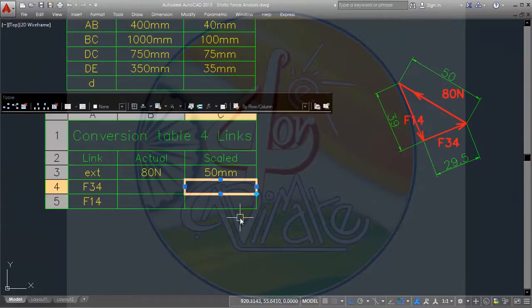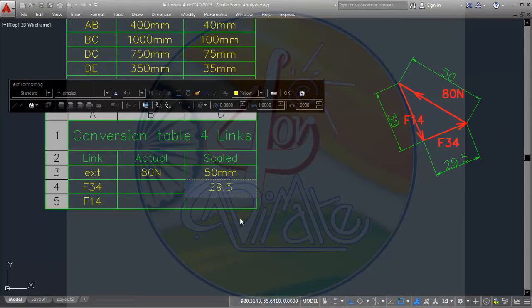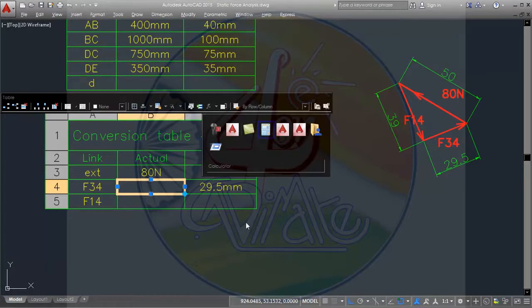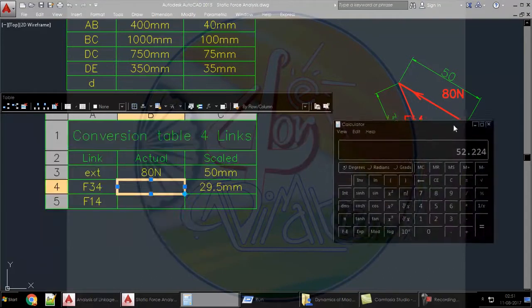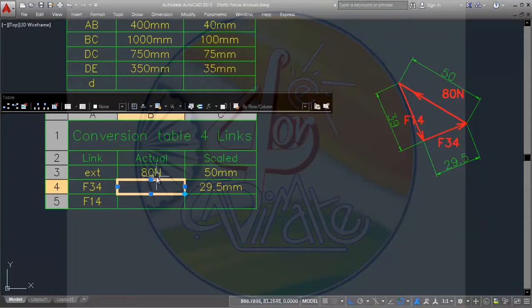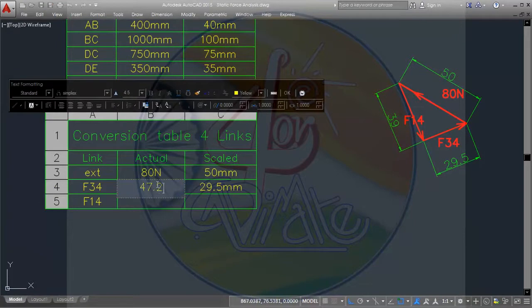So the length we got. Length is how much? 29.5 mm. So convert it back into newtons. How to convert? Take the calculator once again. Fine. So what we should do? 29.5 into 80 divided by 50. 47.2. So this force is 47.2 newtons.